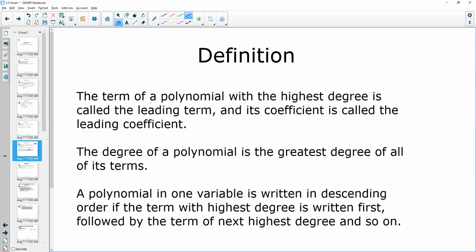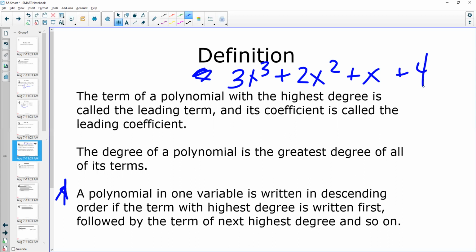The term of the polynomial with the highest degree is the leading term, and we write polynomials from greatest degree to smallest. So if you look at this bottom one, we write them in descending order with the term of the highest degree written first. That's what the standard form is. So I might have something like 3x to the third plus 2x squared plus x plus 4. That's in standard form. This 3x cubed is the leading term because it's first and it's got the highest degree. The degree of the polynomial is the greatest degree of all of its terms. So this is a third degree polynomial because the greatest exponent is a 3.